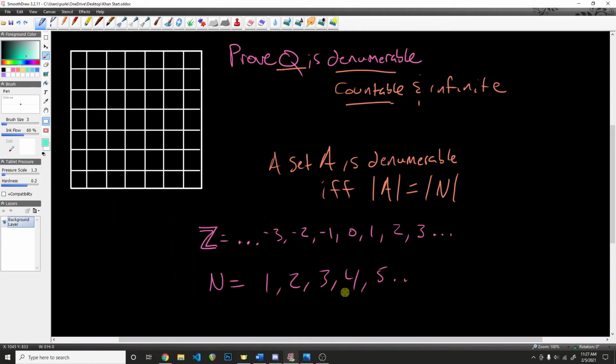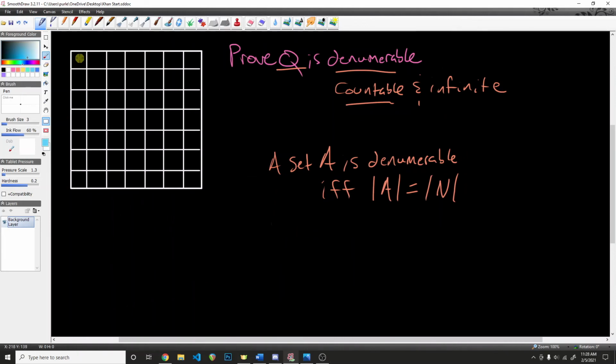Now the question is, can we do that with the set of rational numbers like 1 over 1, 2 over 1, 3 over 1, 4 over 1, etc.? And the answer is yes. What we can do is construct a table like this where it's 1 over 1, 2 over 1, 3 over 1, 4 over 1, and then we just repeat that all the way up to infinity over 1.